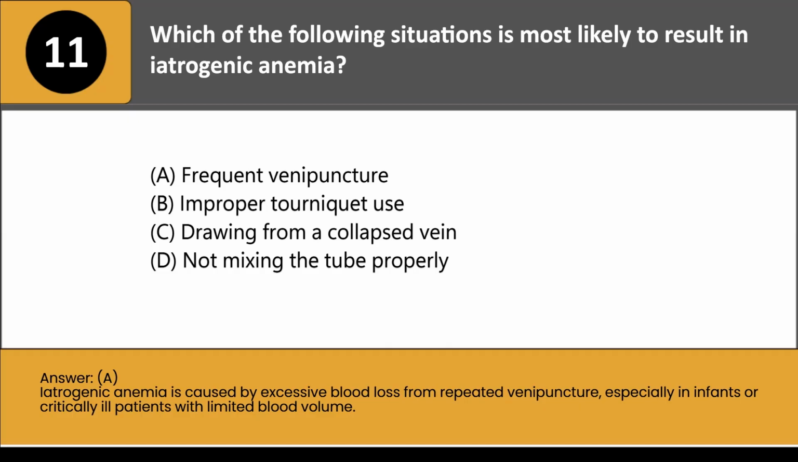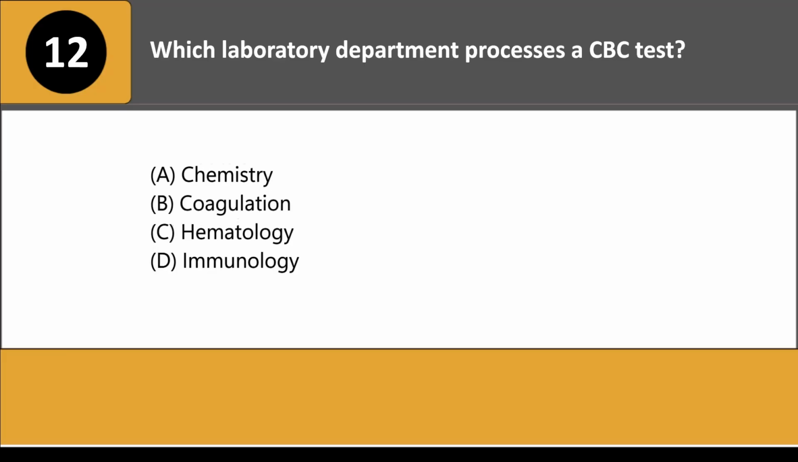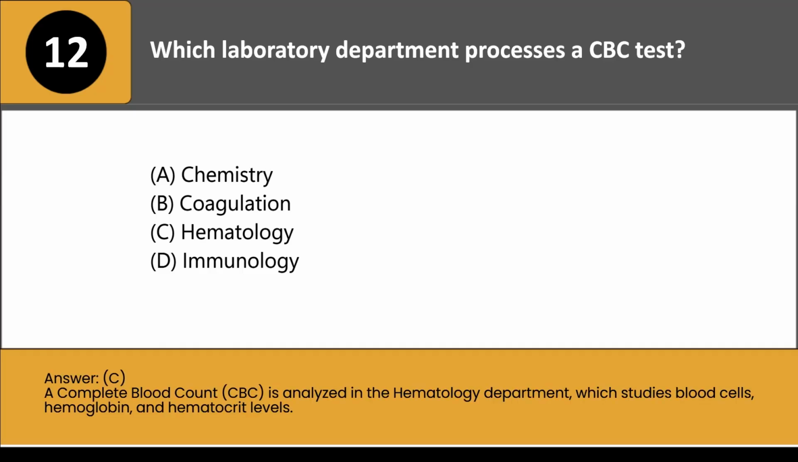Which laboratory department processes a CBC test? A. Chemistry. B. Coagulation. C. Hematology. D. Immunology. Answer: C. A complete blood count, CBC, is analyzed in the hematology department, which studies blood cells, hemoglobin, and hematocrit levels.